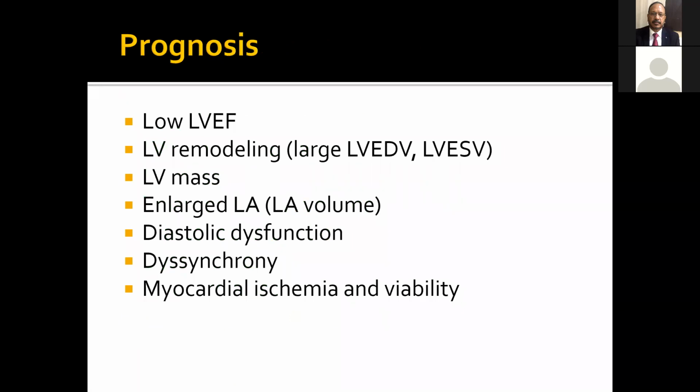These are the features of poor prognosis: low left ventricular ejection fraction, large LV dimensions, LV mass, increased LA volume, the higher degrees of diastolic dysfunction, dyssynchrony, and myocardial ischemia.